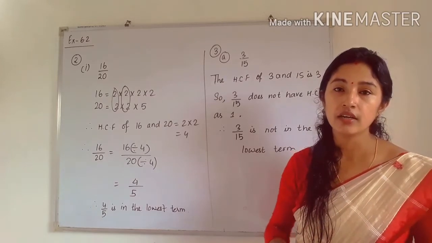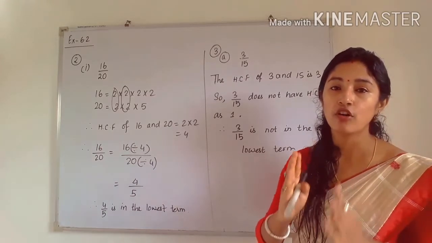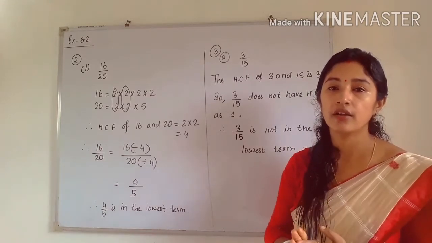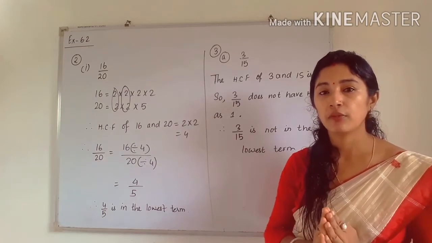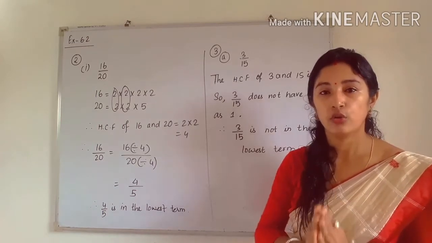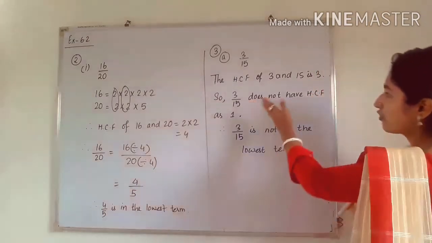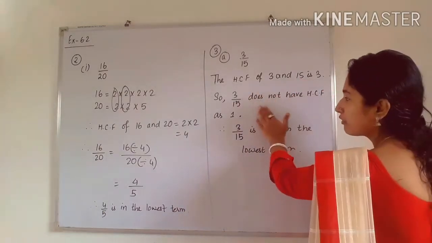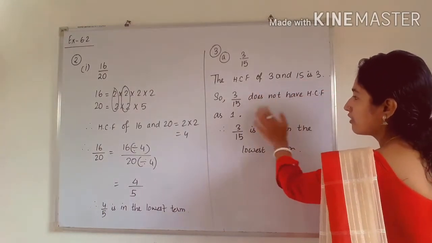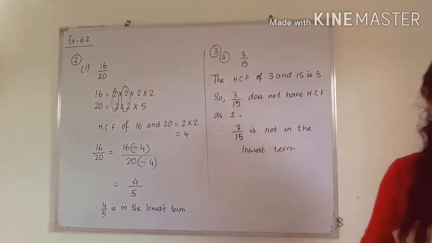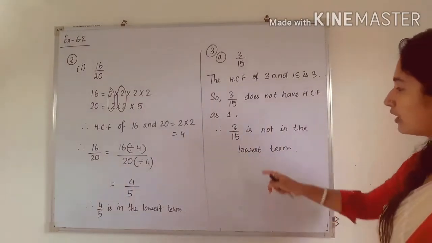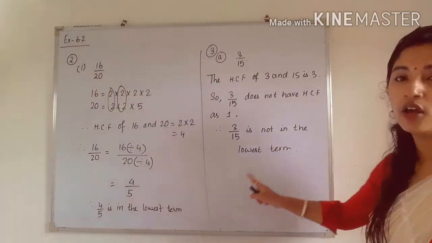So how to check it? You have to see that the HCF of numerator and denominator should be 1. Then only the fraction is said to be in its lowest term. Okay. So here the HCF of 3 and 15 is 3. So 3 by 15 does not have HCF as 1. Okay. So we can say that 3 by 15 is not in the lowest term.